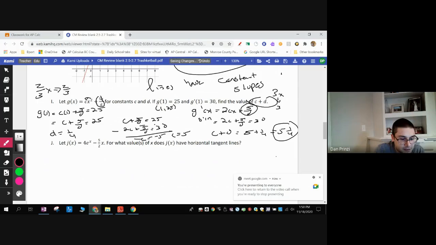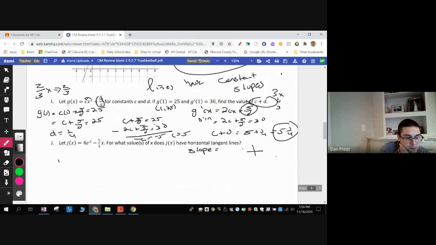Okay, last one. Tell me, how would you set it up? For what values of x does j have horizontal tangent lines? So how do you find a horizontal tangent? What does your slope at a horizontal tangent mean, guys? What is your slope? Horizontal tangent. Slope is 0.